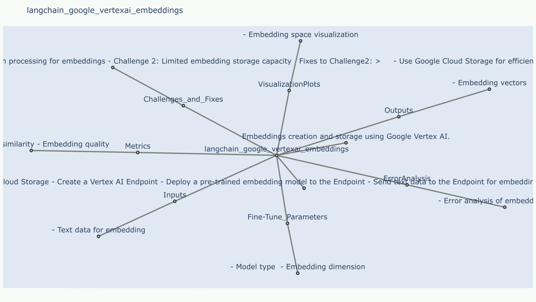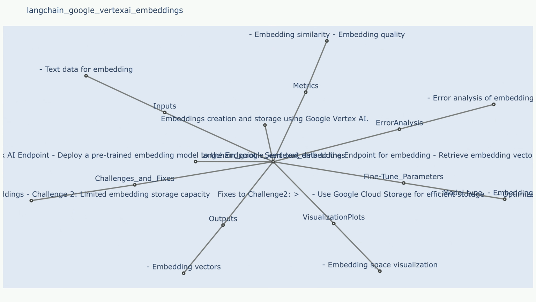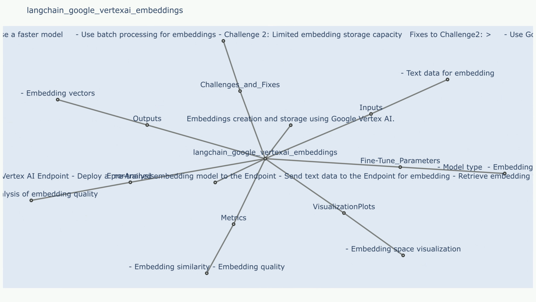Metrics. Metric 1. Explain in detail. Cosine similarity measures the similarity between two vectors based on the angle between them. It ranges from -1 to 1, with 1 indicating perfect similarity and -1 indicating perfect dissimilarity. Metric 2. Explain in detail. Euclidean distance measures the distance between two vectors in Euclidean space. It is a good measure of similarity for small distances but less reliable for large distances.